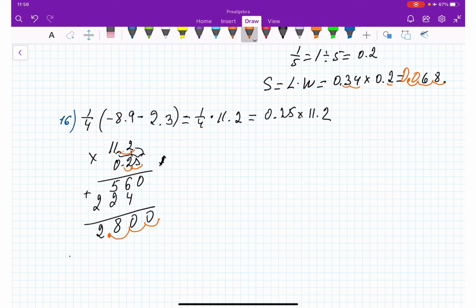2.8. So actually it's going to be negative. Hold on, I didn't put the negative. It's going to be negative 2.8. Okay?